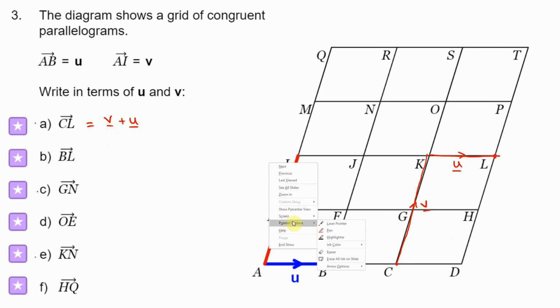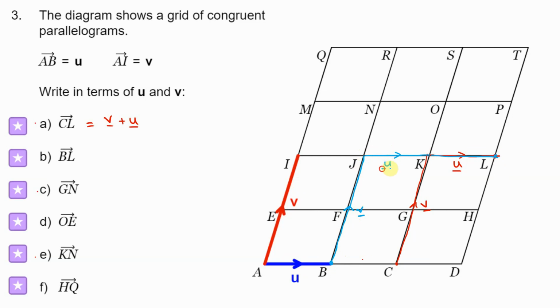Okay, hopefully you've had a go at that. I'm going to do this in a different colour. So B to L is going to be here to here. So I need to go 2 up and 2 to the right. So I'm going to go up this. That is going to be the vector V. And then when I go 2 to the right, that is going to be the vector U, just this one movement, and then U again, this one movement. So here we should get V plus 2U.